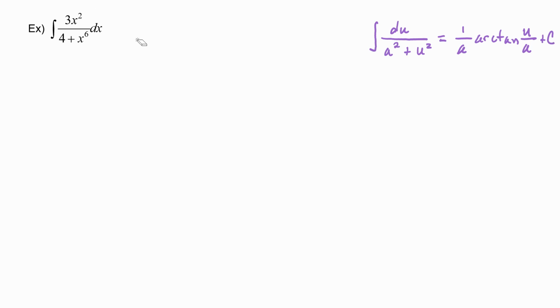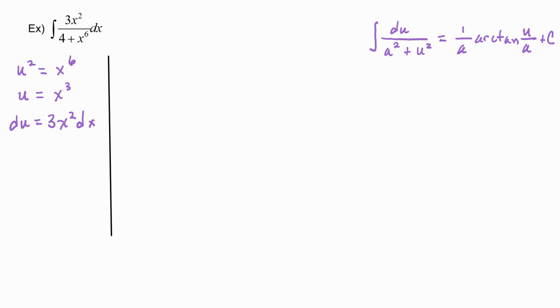So coming back to the integral here, in the denominator we need a squared plus u squared. So if we let u squared equal x to the 6th, then that would mean that u is equal to x to the 3rd. Then du would equal 3x squared dx. And that looks like good news because we see in the numerator we have 3x squared dx, so we already have our du. Now we will also need to let a squared equal 4, which means a is equal to 2.